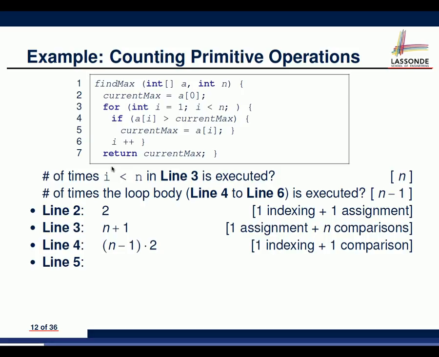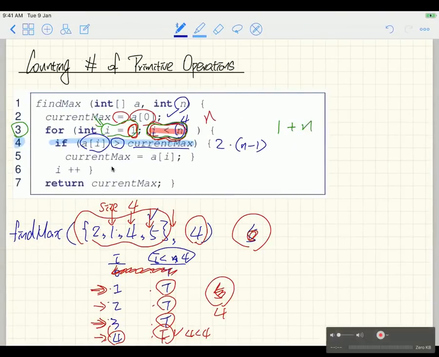How many do we have? 2 times n minus 1. Which 2? Yes, the AI and the equals. Very good. Again, if you go back here, we talk about this line here, AI, array indexing, and also equals.